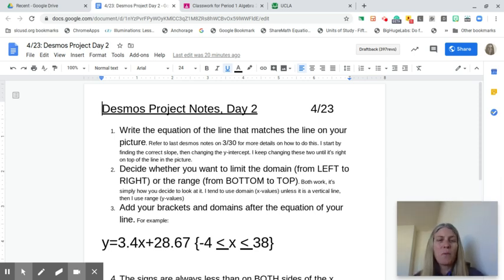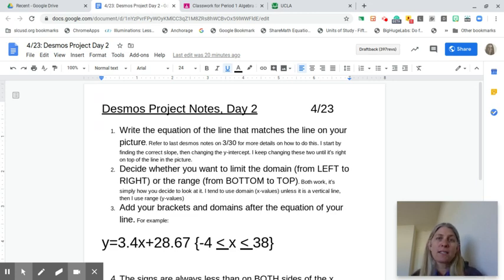Today we're going to have a working day to work on your Desmos project that is due at the very end of the school year. So last time you went ahead and selected your image, looking for mostly straight lines. We're going to continue our work with straight lines today.